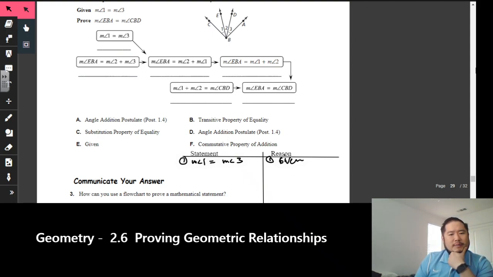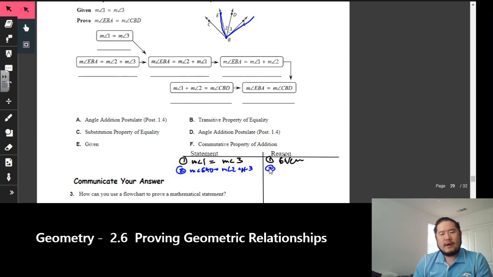In our second statement, we have the measure of angle EAB, and I look at the diagram, I look at EBA. That is equal to the measure of angle 2 plus the measure of angle 3. So let's go ahead and write that down. And remember in chapter 1, we said if I add two angles together and that equals the whole angle, that is going to be your angle addition postulate. And I'll go ahead and abbreviate that for the sake of our space.